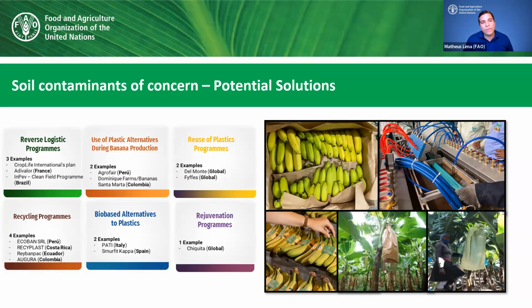products. Other alternatives can be rejuvenation programs. For example, Chiquita, that's really removing all the plastic from the soil, could be also an alternative. And to develop and use bio-based or bioplastics alternatives to that, there is also a company in Italy, another company in Spain working on this area.